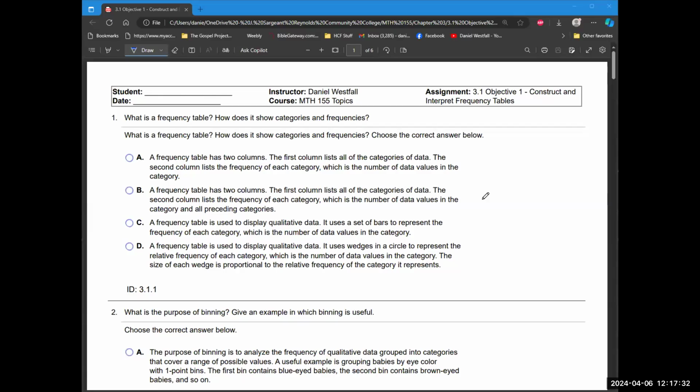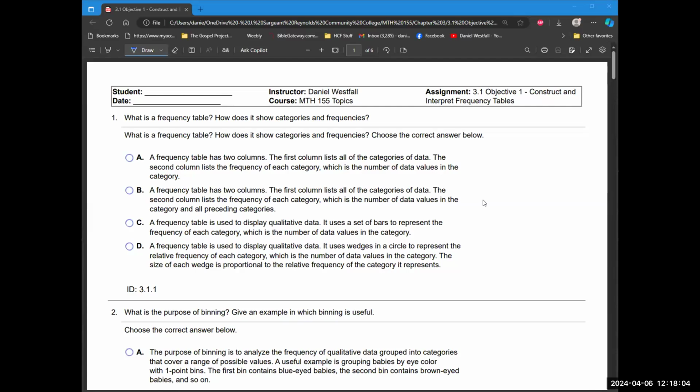In this video, we're going to talk about 3.1 Objective 1, where we construct and interpret frequency tables. We're going to start off with some basic questions and definitions and properties. Then we're going to get into some problems where we actually do some computations. When we get to that point, I will switch the view and show you my calculator while I work through the problems with you.